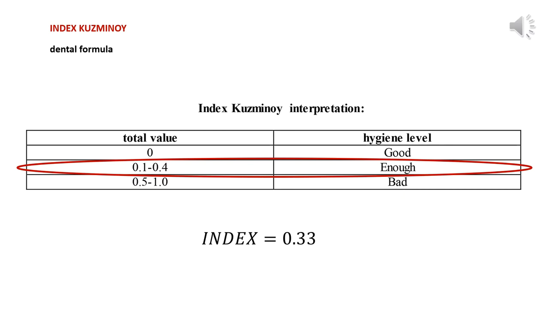We got 0.33. This value corresponds to the second line in the table, where the range is from 0.1 to 0.4. So, the value of the Kuzmina index for this patient is the satisfactory level of hygiene.